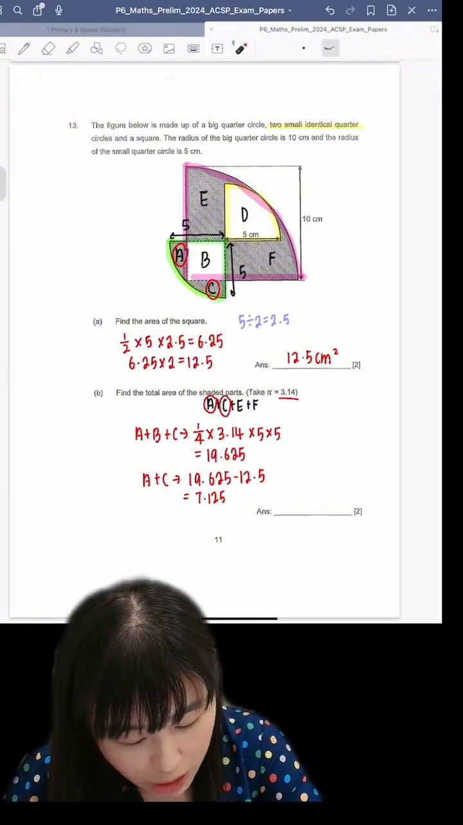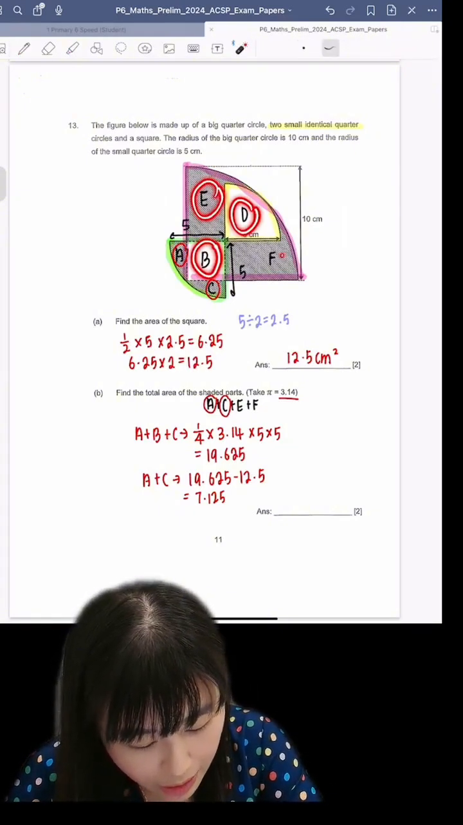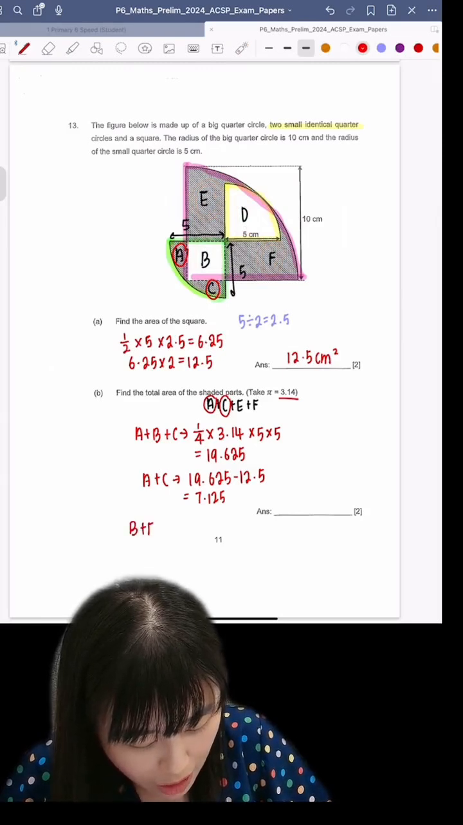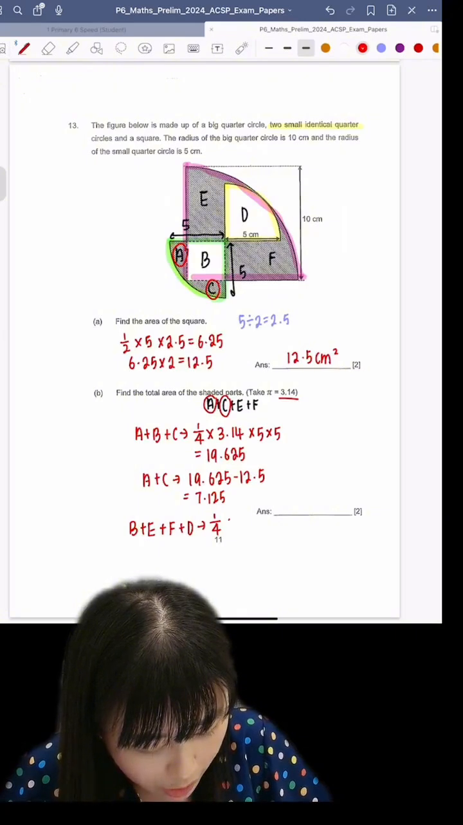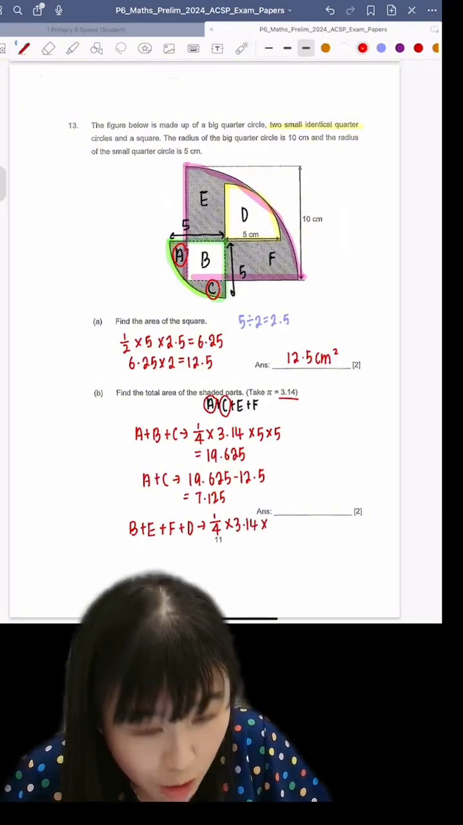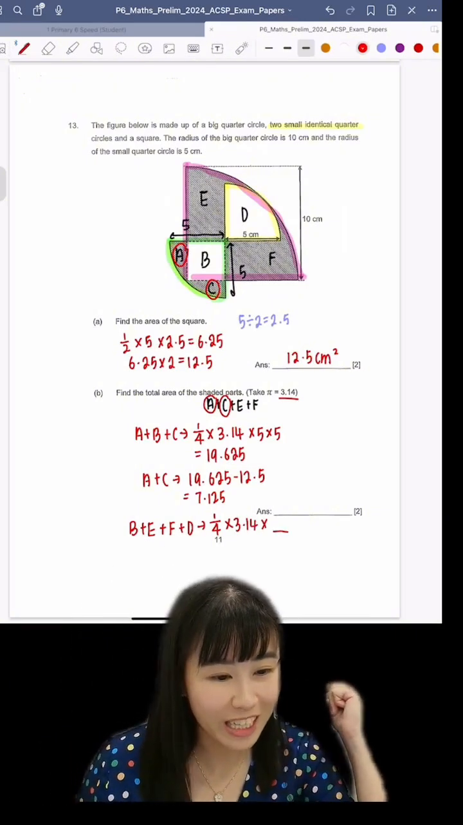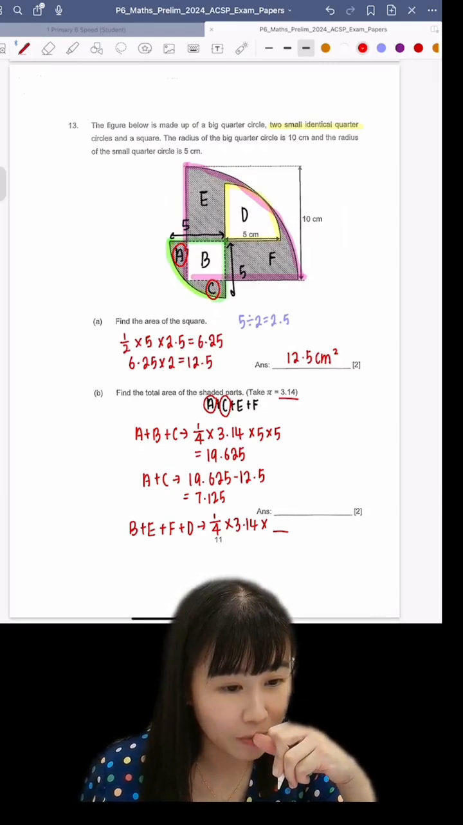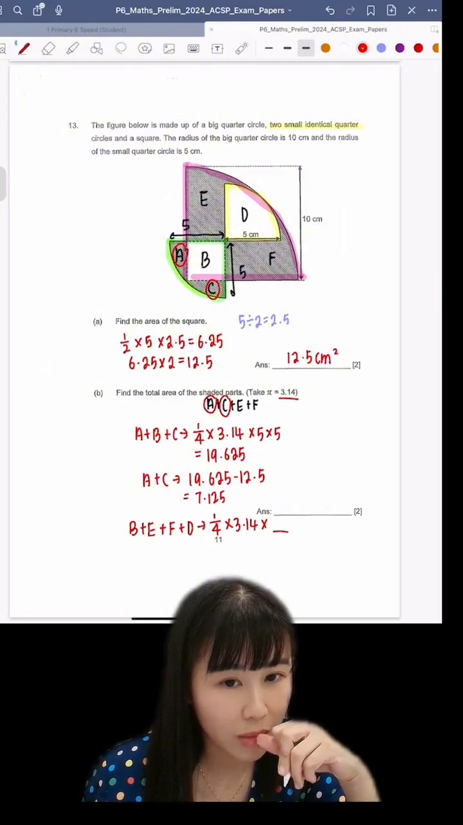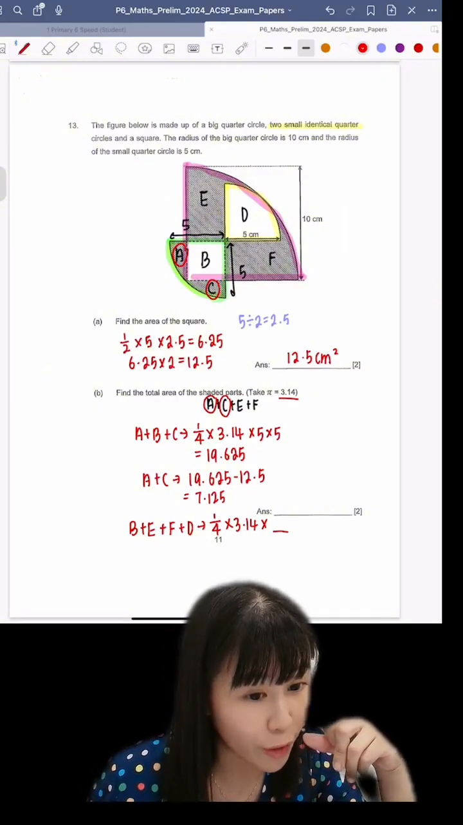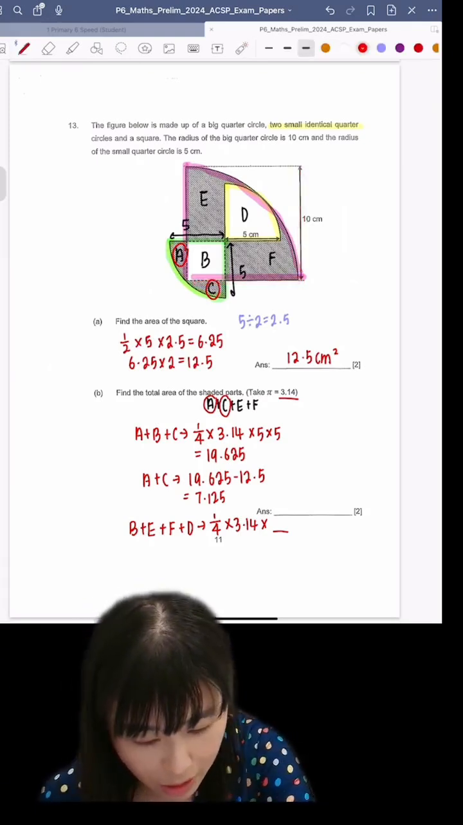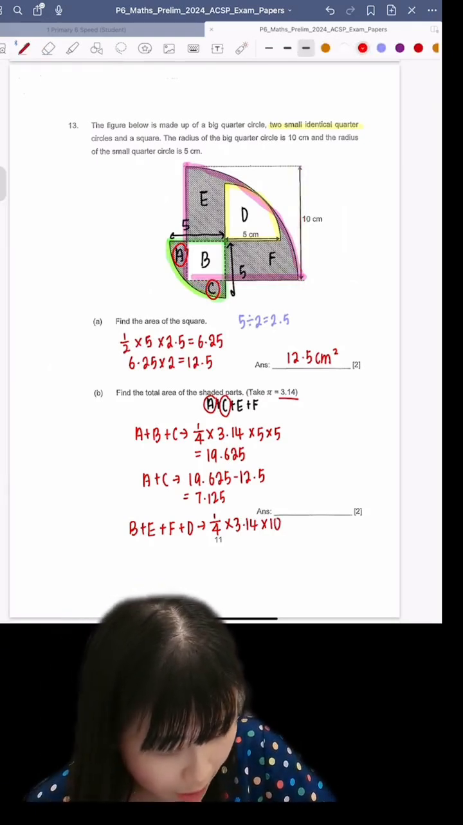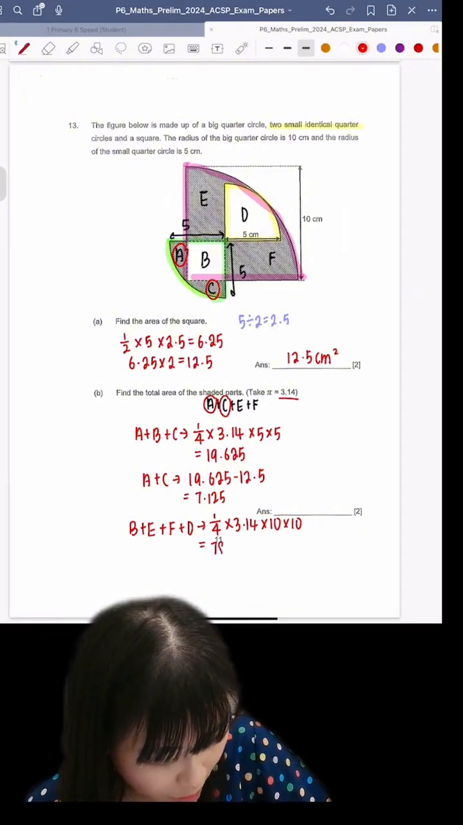My big quadrant is made of B, E, D, F. So B plus E plus F plus D is 1/4 times pi times, I give you all a chance to redeem yourself, times what? 1/4 times pi times what? If you can see, you can do it in one step. I'm just doing step by step for you guys. Times radius, your radius is 10. So times 10 times 10, you will get 78.5.